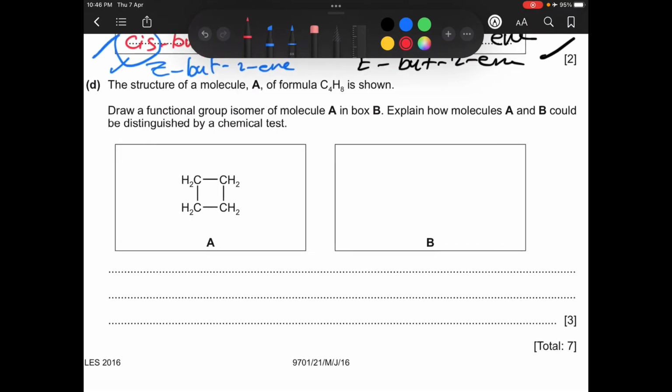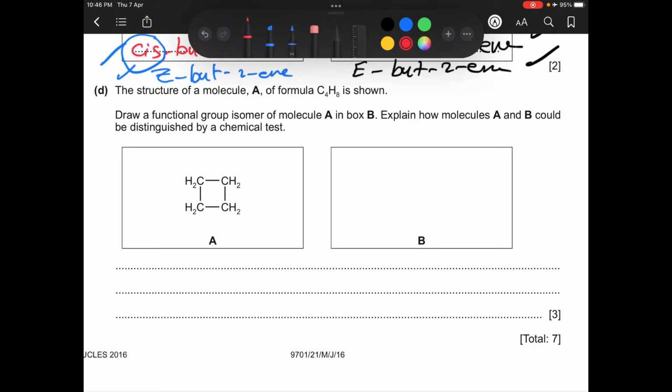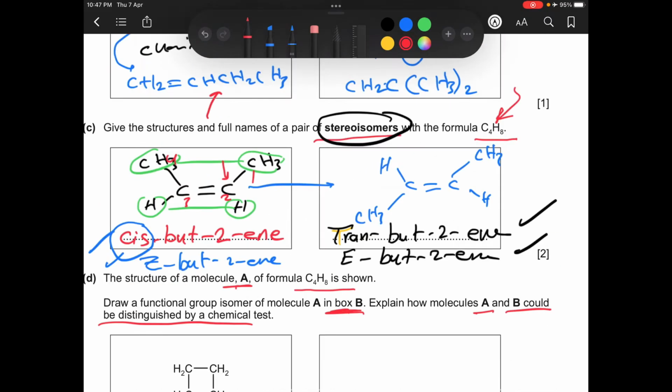Let's go to the second one. It says that the structure of a molecule A, with formula C4H8, is shown. Draw a functional group isomer of molecule A in box B. Explain how molecule A and B could be distinguished by a chemical reaction. Okay, let's go to the beginning here.